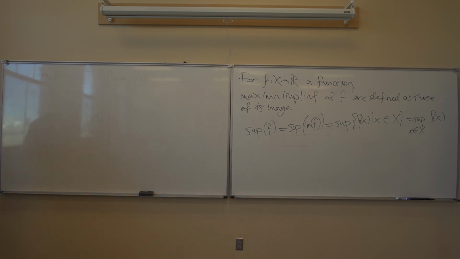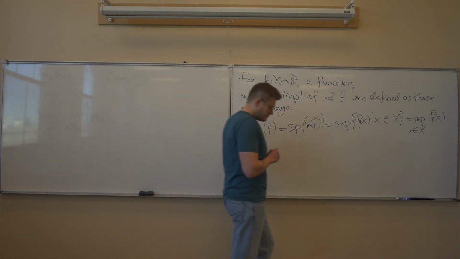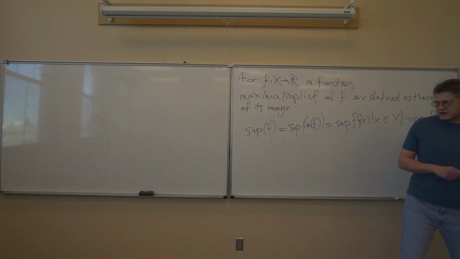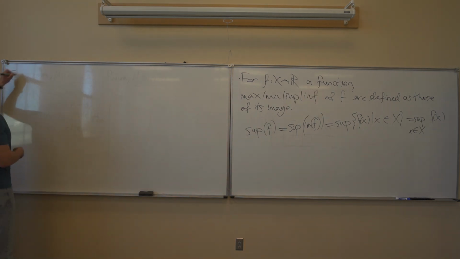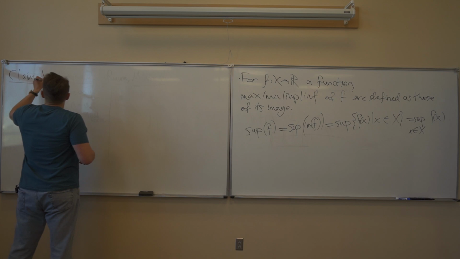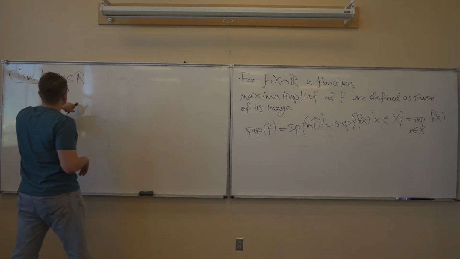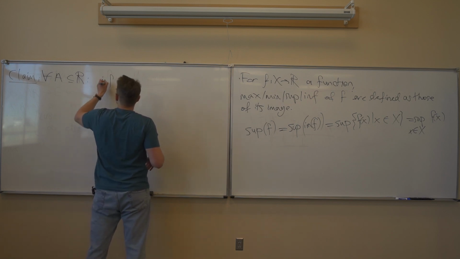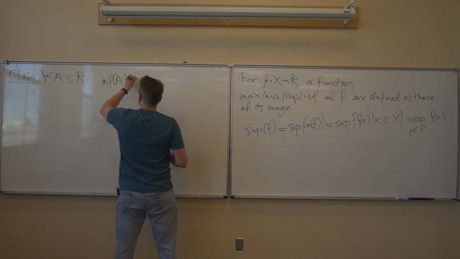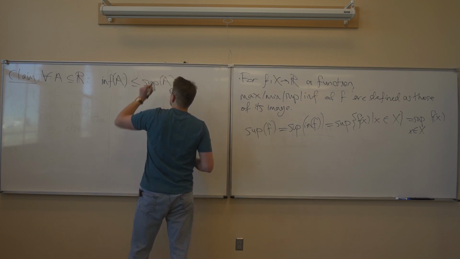Yeah, let's start like this. So this is sort of like parts of a theorem in the textbook. Let's just write them as claims. For any subset A, inf of A is less than or equal to the sup of A.